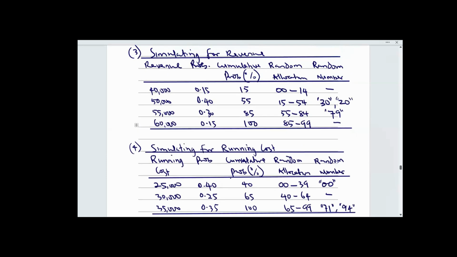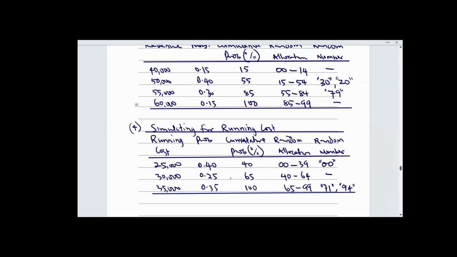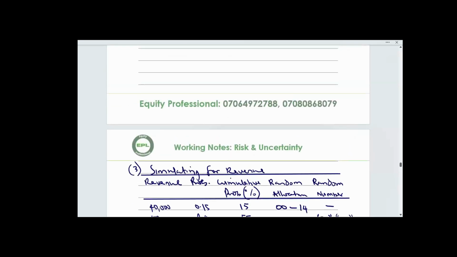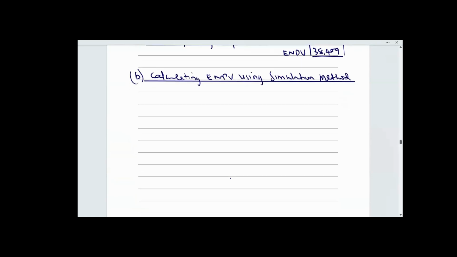We then use our simulated results to compute the NPV for each set. We are given 3 different sets. It means we are going to calculate 3 different NPVs. So I will then say set 1.